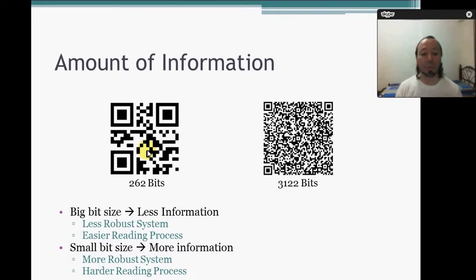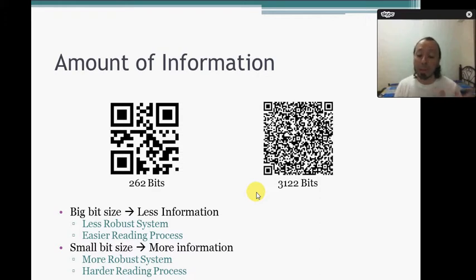So for example, in the picture on the left, we can store up to 262 bits, while in the picture on the right, we can store up to 3,122 bits of information, which is much more. So when the bit size is smaller, we know that we can save more information. This means we can use more bits dedicated to security and also more redundancy. With this, it will make our system more robust, right? It will be harder for people to break the code, right?